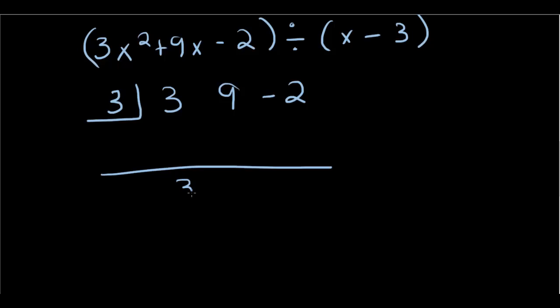I bring the 3 down. 3 times 3 is 9. 9 plus 9 is 18. 3 times 18 is 54. 54 minus 2 is going to be 52.